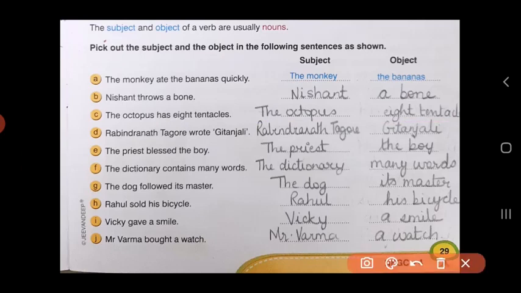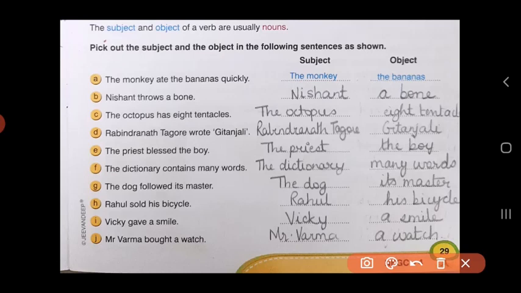D. Rabindranath Tagore wrote Gitanjali. Wrote is the verb. Rabindranath Tagore will be the subject of the verb, and wrote what? Gitanjali. So Gitanjali will be the object of the verb wrote.